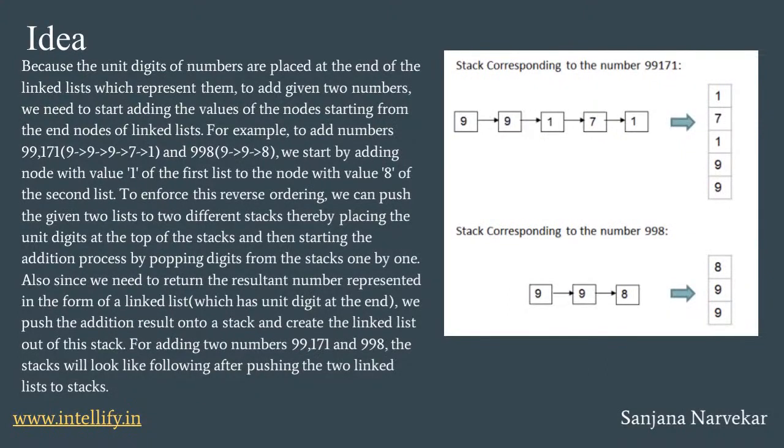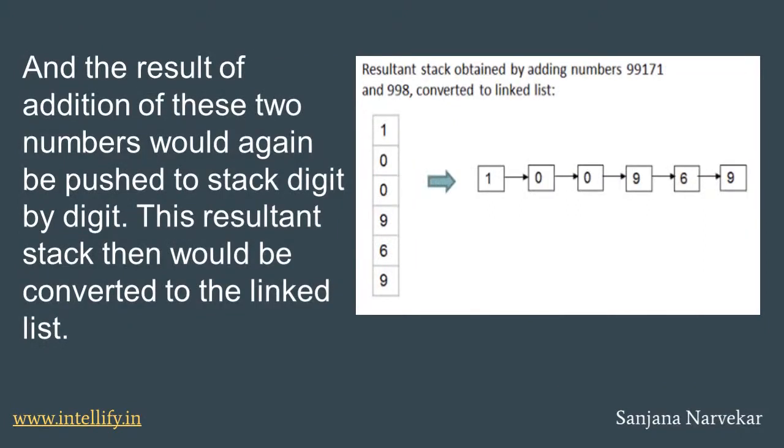Similarly, the stack for the second number 998 is pushed like 9, then the second 9, and the last unit digit 8. The result of the addition of these two numbers would again be pushed to a stack digit by digit. This resultant stack will then be converted into the linked list.